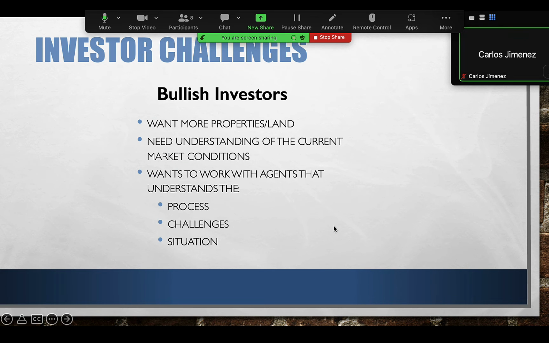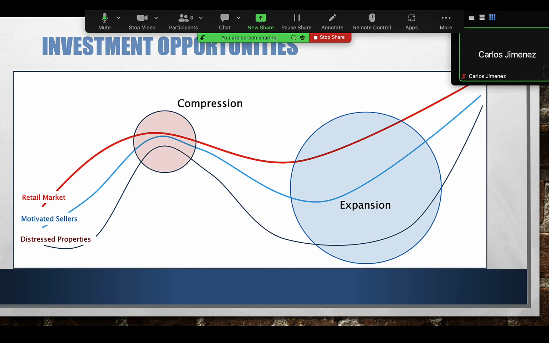So here's the challenges. Actually, before I move on, any questions on compression and expansion of the market? You're going to have to determine for yourself where you feel the market's going. Again, pay attention to jobs, job creation, job loss, and migration. If more people are moving into your city than moving away, you're moving into a compression market. If more people are moving away than are moving in, you're going to move into an expansionary market. Just pay attention to that.